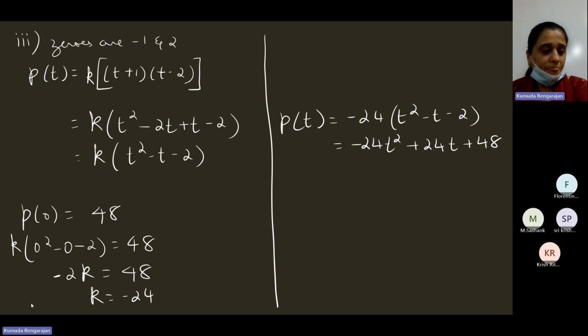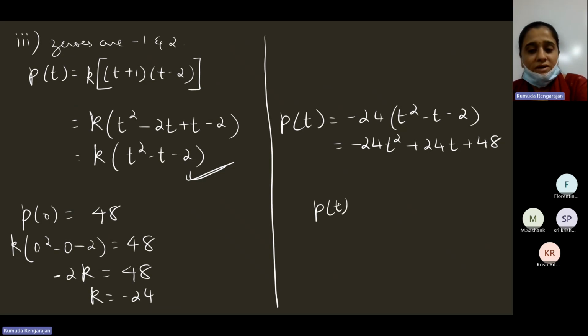This is the third one. Zeros were given. Okay. Now we have to find the value of k. So her polynomial is called P of t. I hope all of you are listening. It's called P of t.